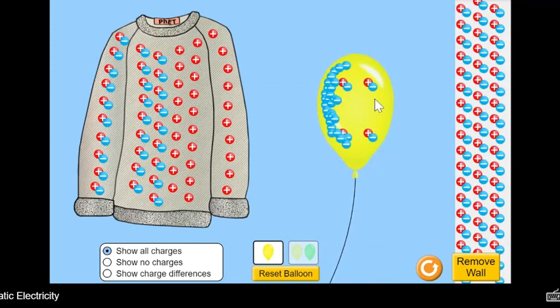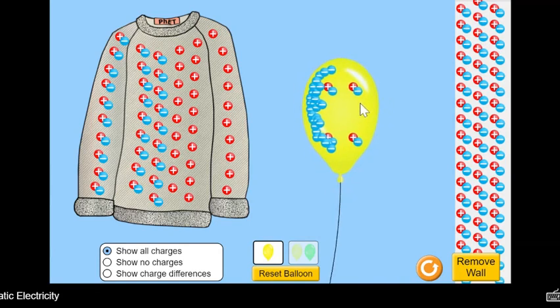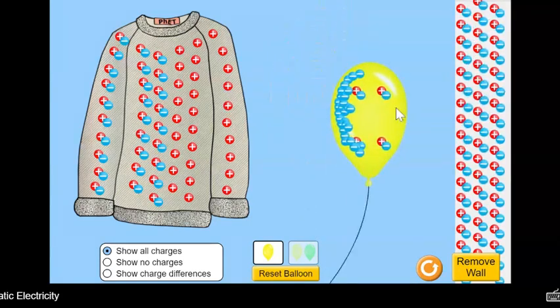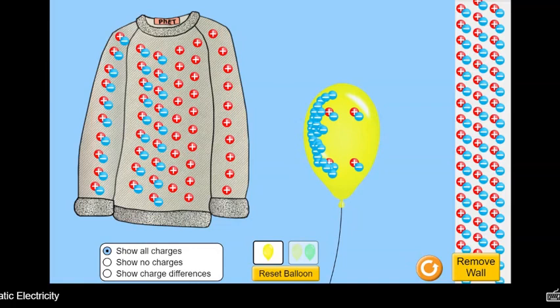So the way we form a charged object is by either gaining or removing electrons. If something gains electrons like our balloon, it has more of those negative particles. So overall, it's going to have a negative charge. If something loses electrons like our sputter, now we have more positive charges. So overall, that object is going to have a positive charge.